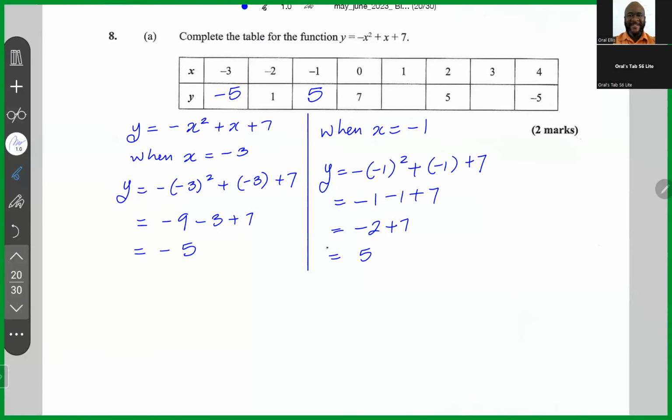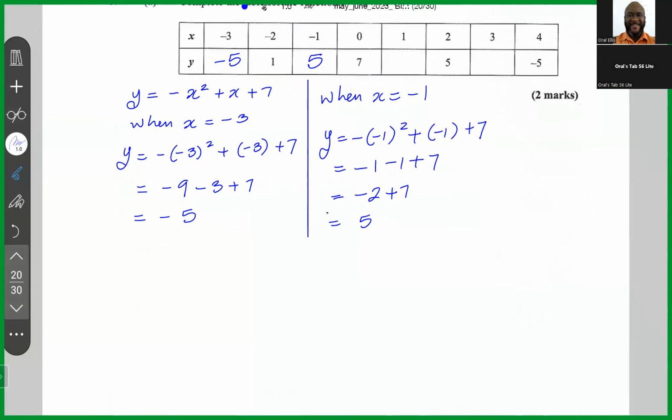The value of y when x is 1 is missing. So when x is 1, we get y is equal to minus 1 squared plus 1 plus 7, which is minus 1 plus 1 plus 7. So the value here is 7. Now, if we follow the pattern of the numbers, I'm guessing that we should be able to see that when x is 3, y is going to be equal to 1.